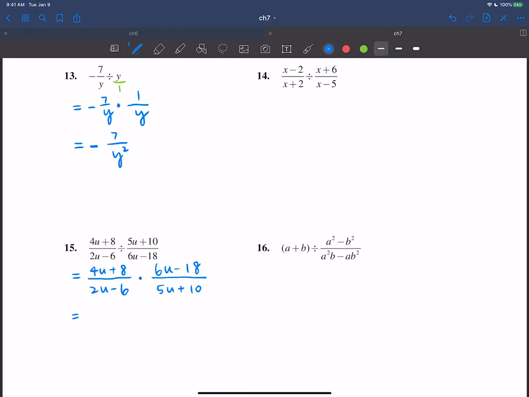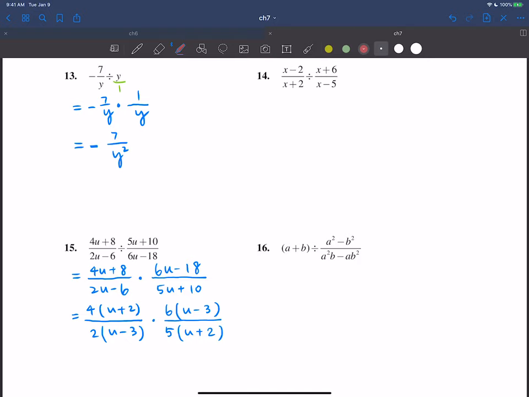First part, 4u plus 8, we could factor a common factor of 4, and you have u plus 2. Denominator, we could factor out 2, and you have u minus 3. 6u minus 18, we could factor out 6, and you have u minus 3. 5u plus 10, we could factor out 5, and you have u plus 2. And now it's the most satisfying part.